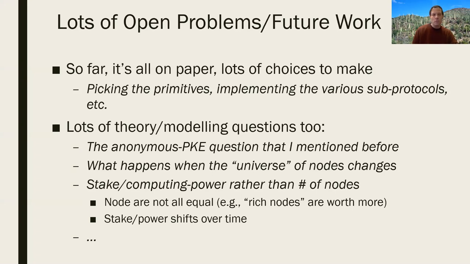Everything that I said so far, the N nodes, big N nodes, I thought of them as fixed. Those too can change, especially in blockchain, public blockchain nodes come and go. So what happens when they change?